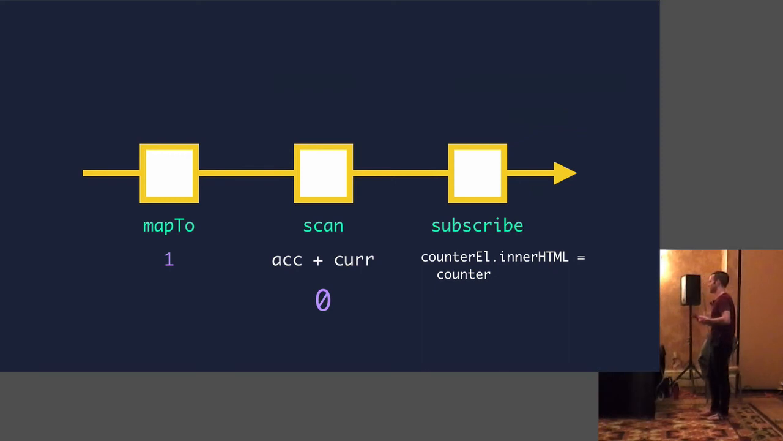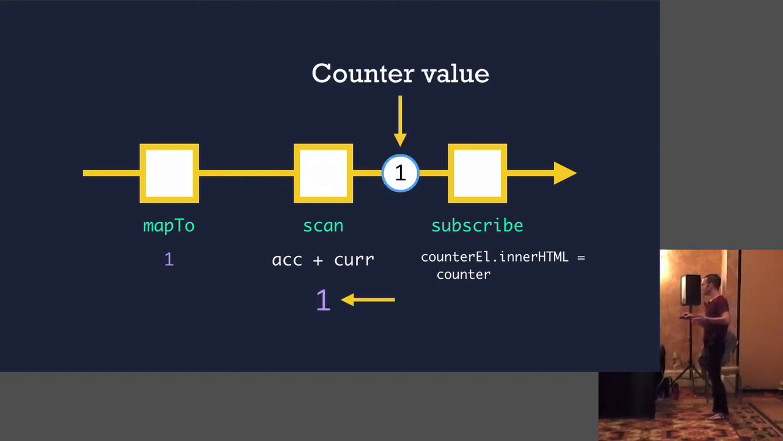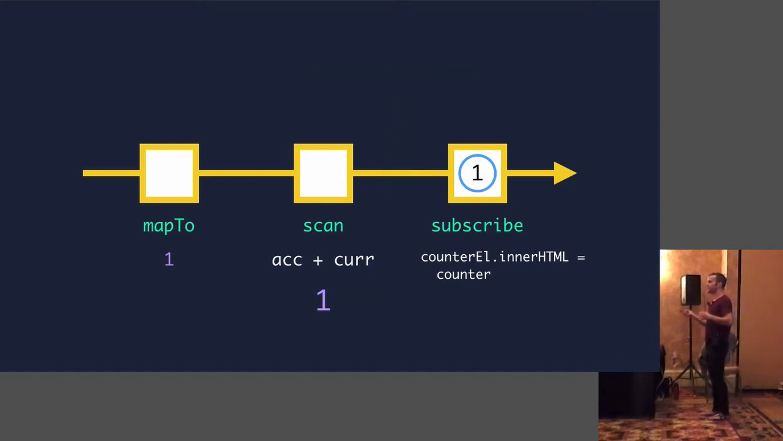So the timeline then, when we have a click, remember we have an event object, but we're not interested in it. We're just interested in the fact that it occurred. So we're going to go ahead and just transform that with mapTo to a 1. So now the observable is just 1. It comes to scan, and then we're going to increment that with the counter value. So we had 0 plus 1, and now the observable is whatever the current counter value is. And that's what gets passed along to subscribe.